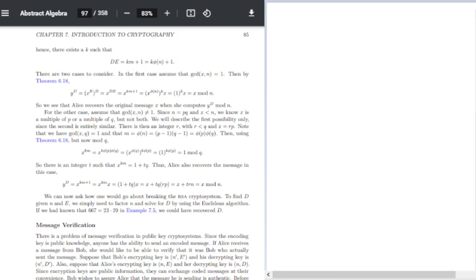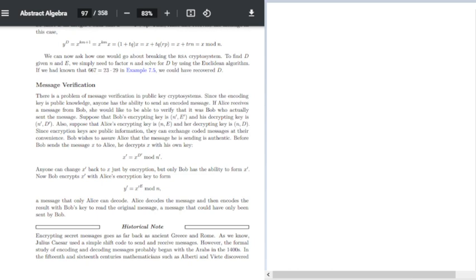Since the encoding key is public knowledge, anyone has the ability to send an encoded message. If Alice receives a message from Bob, she would like to be able to verify that it was Bob who actually sent the message. Suppose that Bob's encrypting key is n prime, e prime, and his decrypting key is n prime, d prime. Also, suppose that Alice's encrypting key is n, e, and her decrypting key is n, d. Since encryption keys are public information, they can exchange coded messages at their convenience. Bob wishes to assure that the message he is sending is authentic.